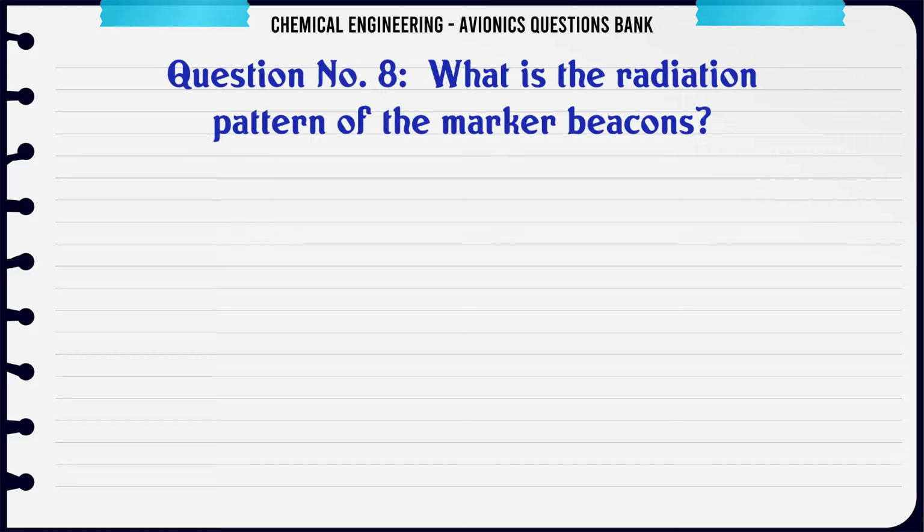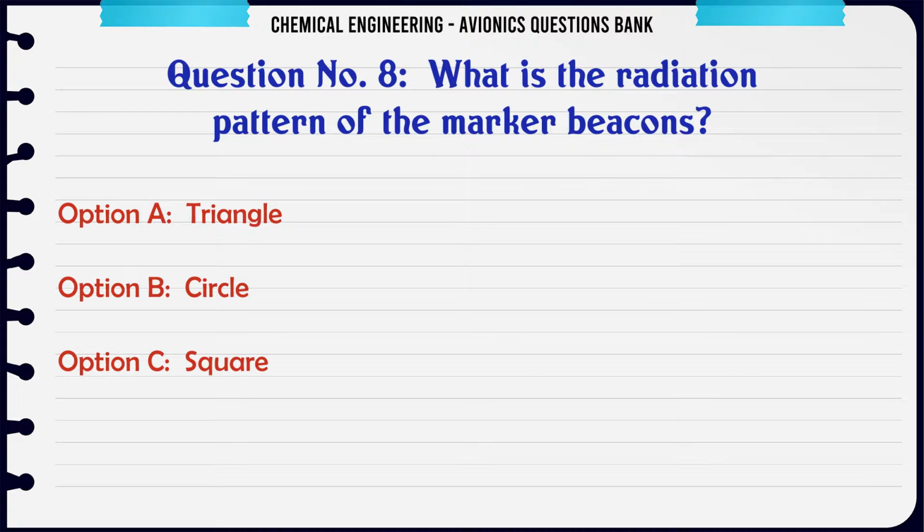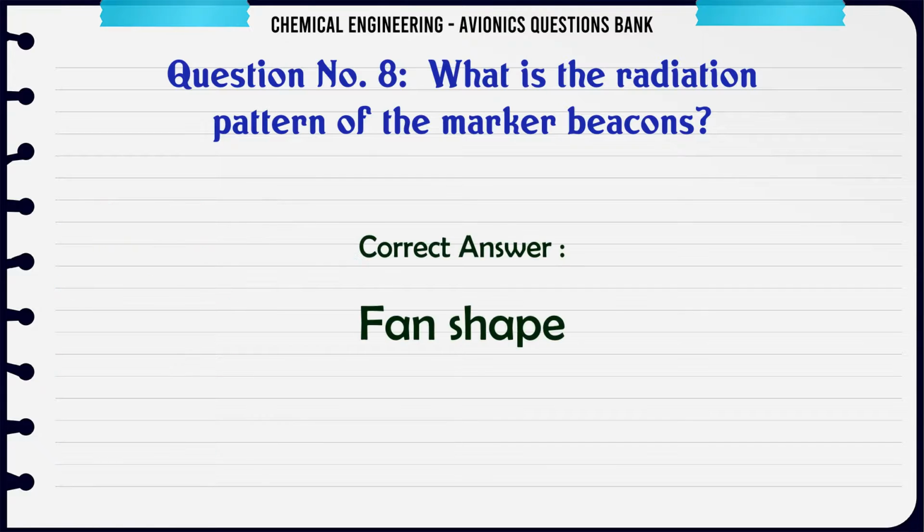What is the radiation pattern of the marker beacons? A. Triangle. B. Circle. C. Square. D. Fan shape. The correct answer is fan shape.